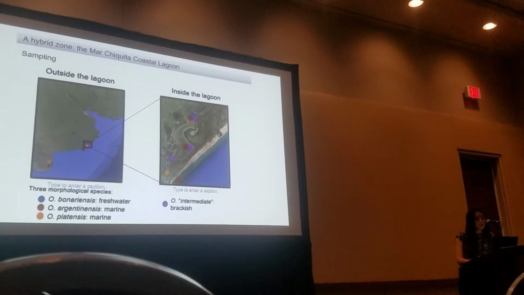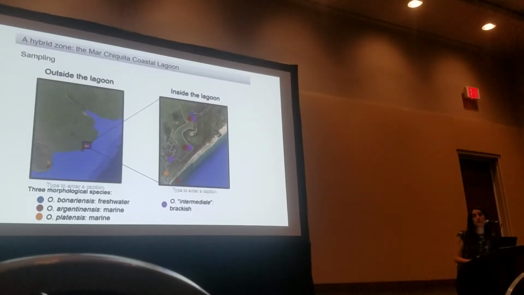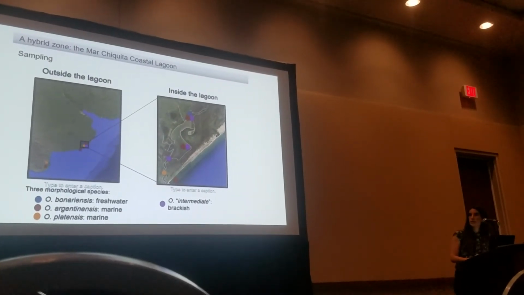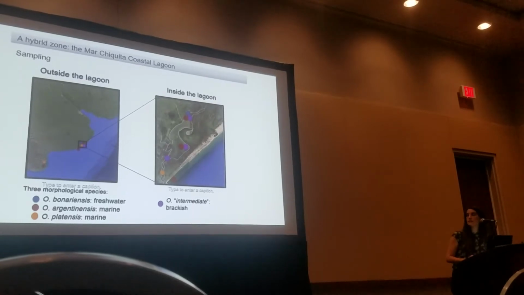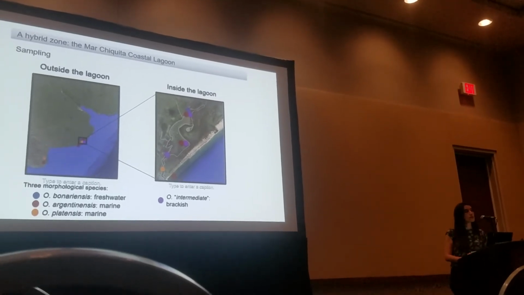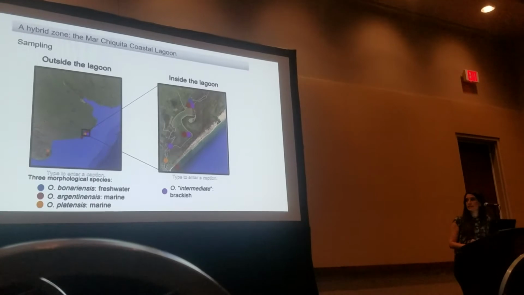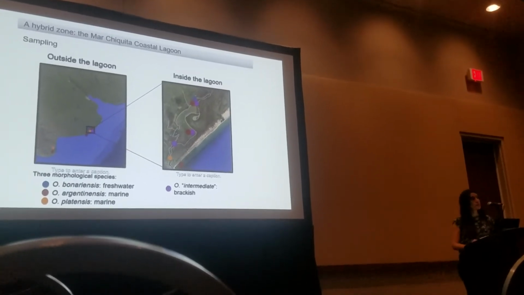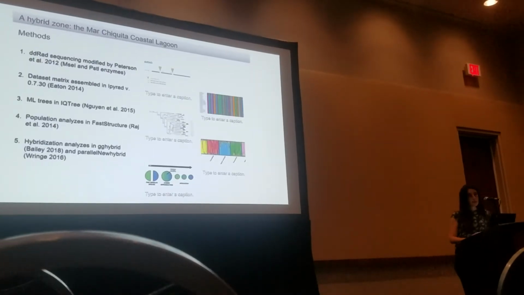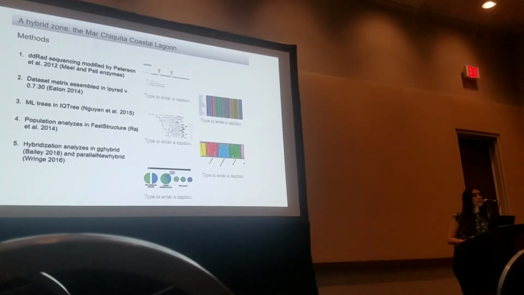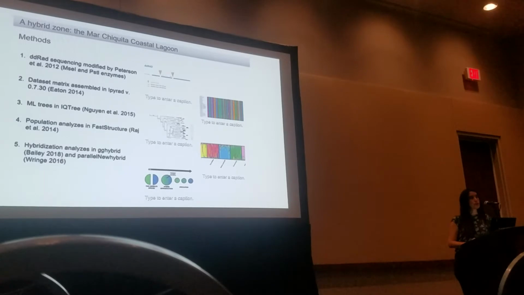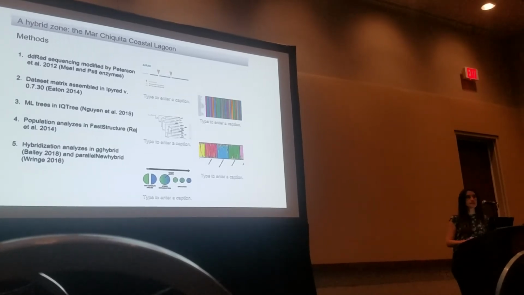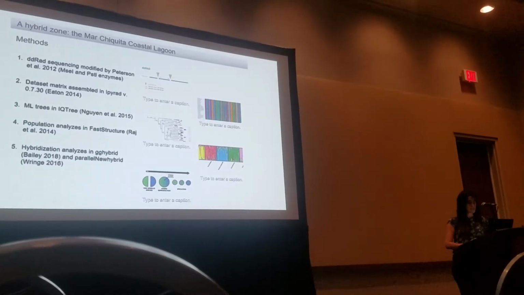Our sampling was inside and outside the lagoon with 3 morphological species that live both inside and outside, and the intermediate morphotype that lives only inside Mar Chiquita. The method was RAD sequencing. With this data, we performed tree and population analyses and some hybridization analyses.